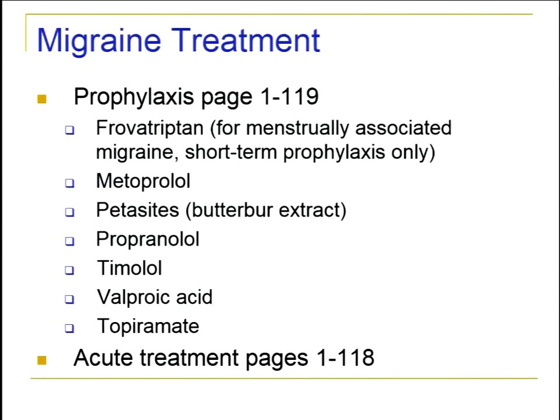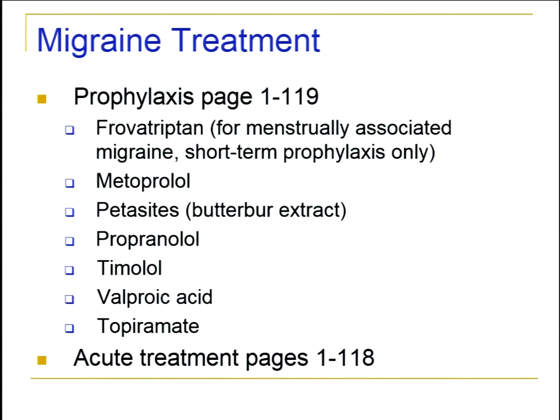So prophylaxis is listed in your handout. There are a number of things we can use. Provatriptan, even though we would usually consider an acute thing, it can be used for short-term prophylaxis. For instance, if you have a woman who's got menstrually associated migraines the week before, the week of her menstrual period, she has migraines, that's somebody we might use something like frovatriptan in for that short term.